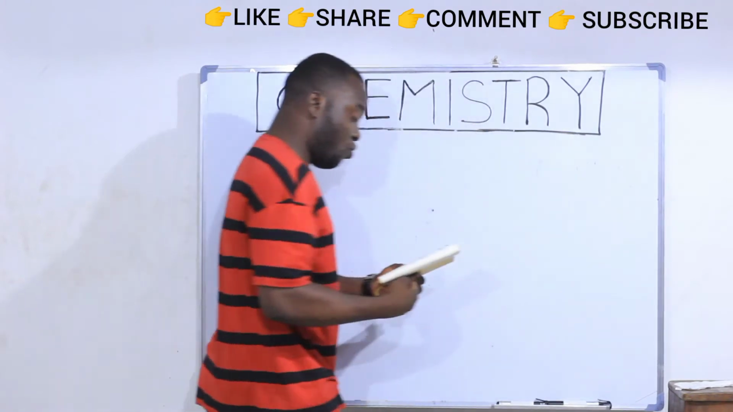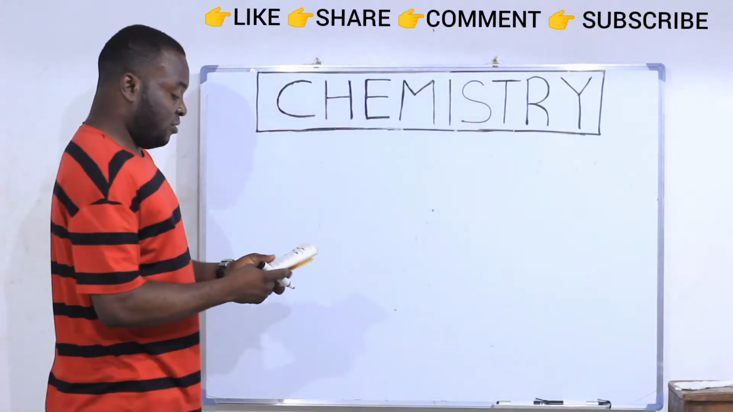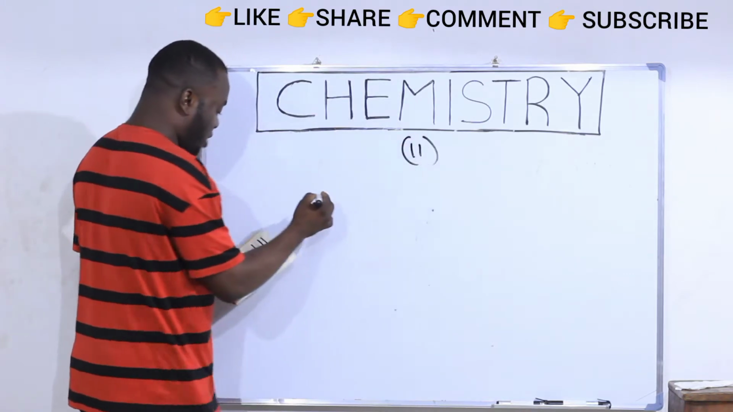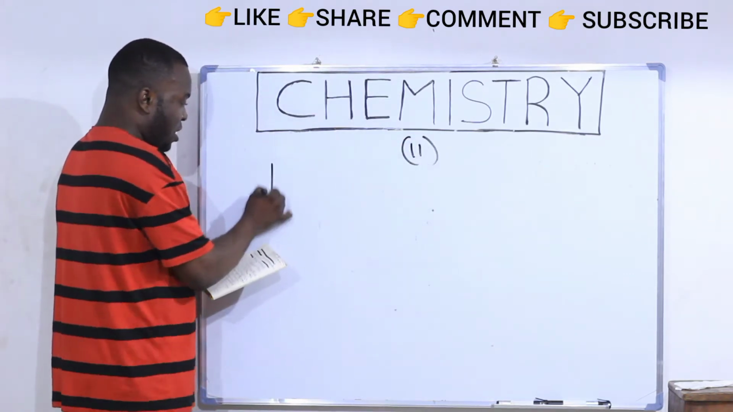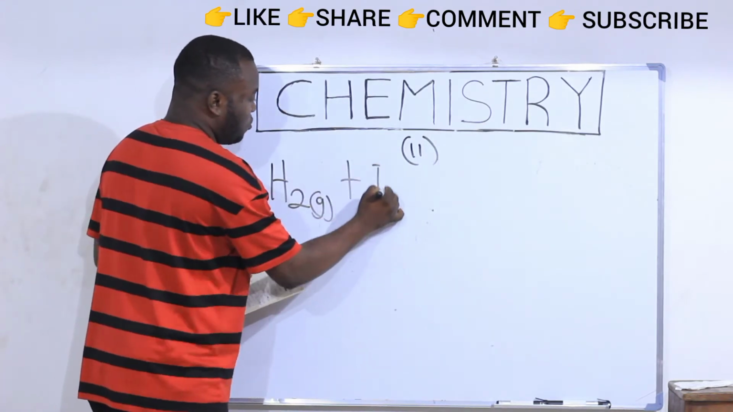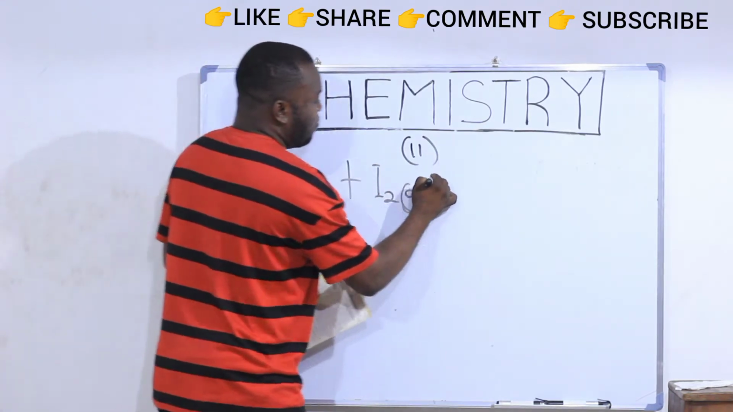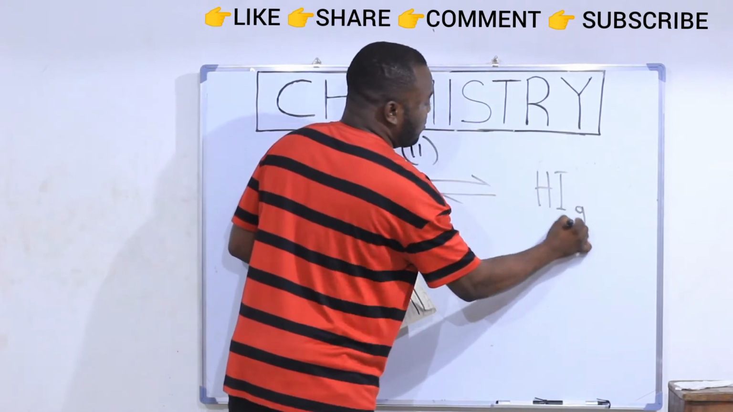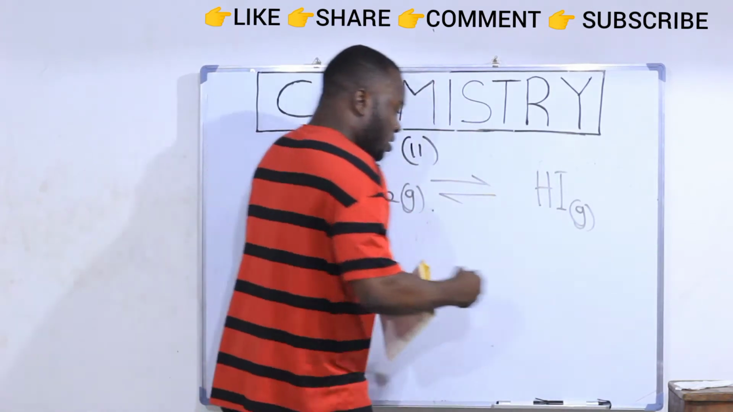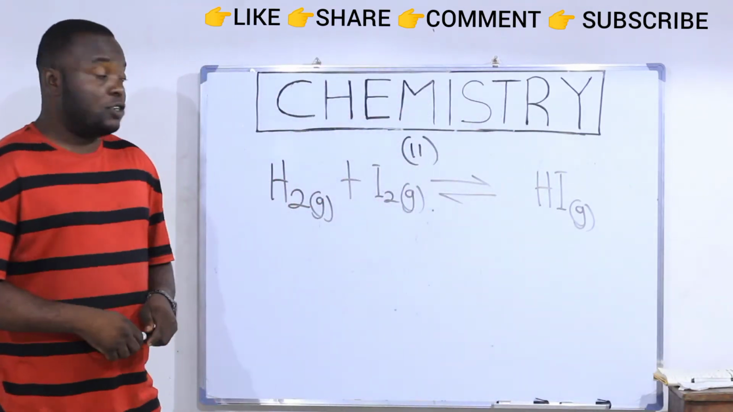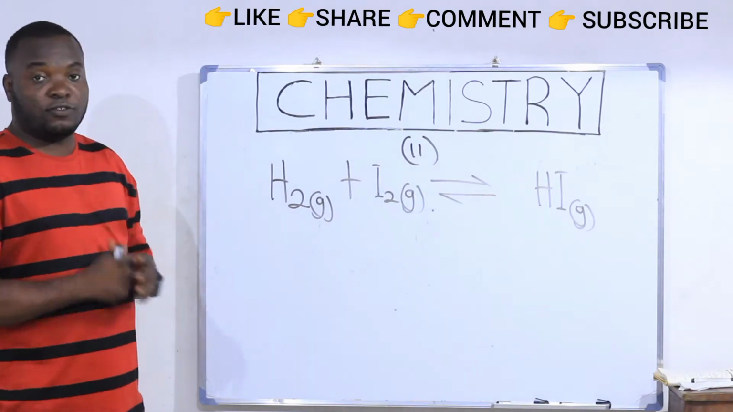Equation number 2 given to us here says, write the expression for equilibrium constant for this reaction. H2 gas plus I2 gas producing HI gas. Now let's quickly solve this problem. If you look at the equation given to us, you discover that it is not balanced.